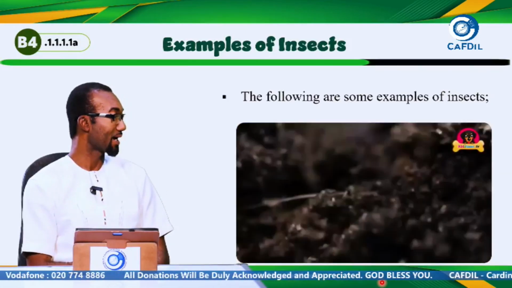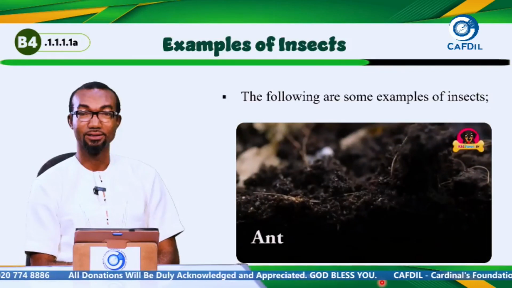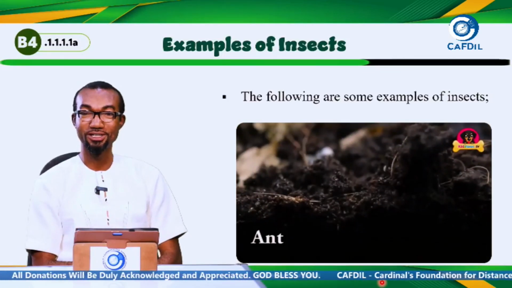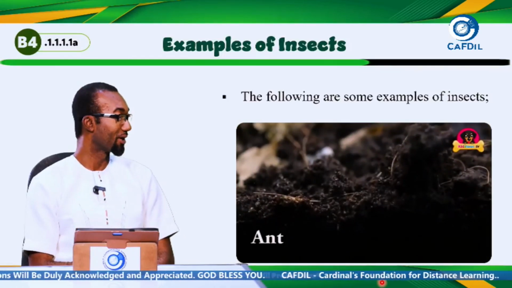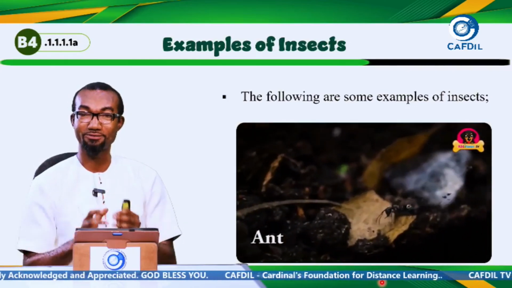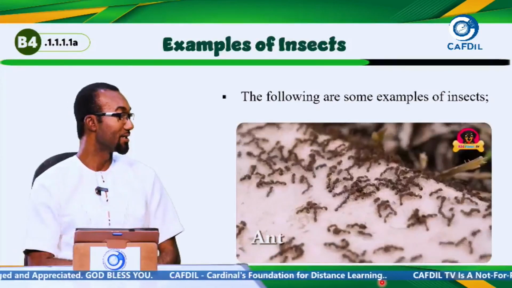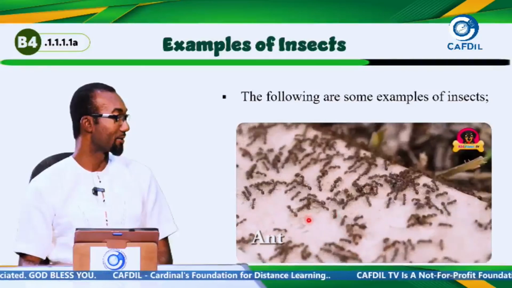The second one is ants. Ants like sweet things. So if you leave your sugar or your bread or your pastries uncovered, you will see these ants around as you see them here.